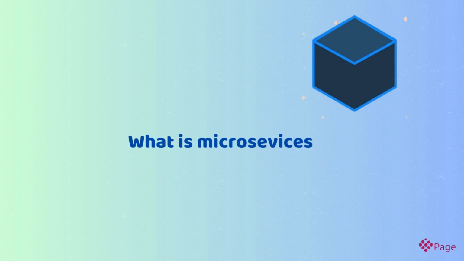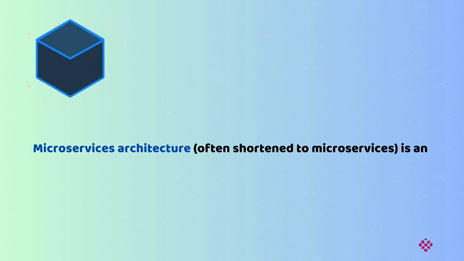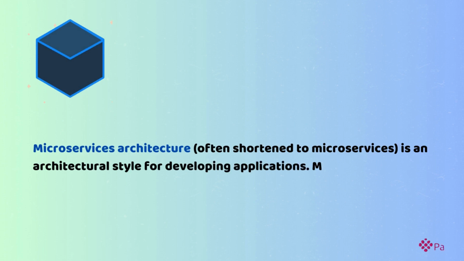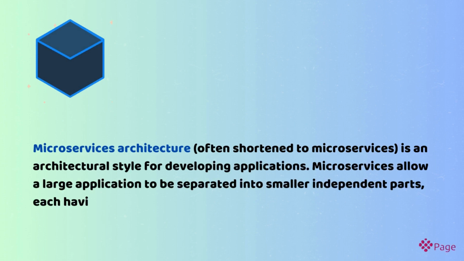What is microservices? Microservices architecture, often shortened to microservices, is an architectural style for developing applications. Microservices allow a large application to be separated into smaller independent parts, each having its realm of responsibility.